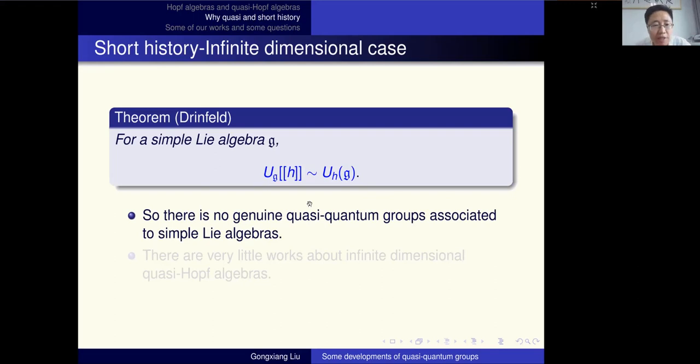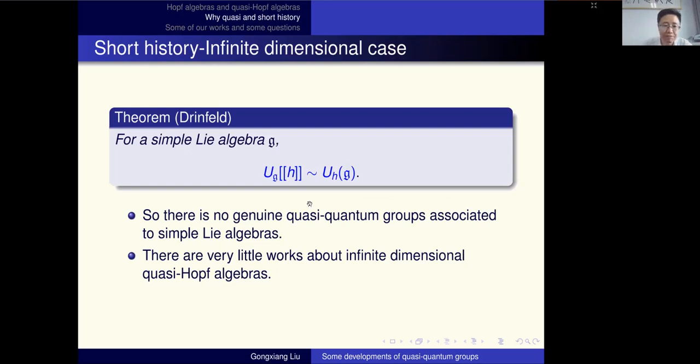Actually, I have to say, we know very, very little about infinite dimensional quasi-Hopf algebras. From my knowledge, except by some artificial way, you can construct some genuine infinite dimensional quasi-Hopf algebra. There are no natural examples of infinite dimensional quasi-Hopf algebras which are genuine, from my knowledge.